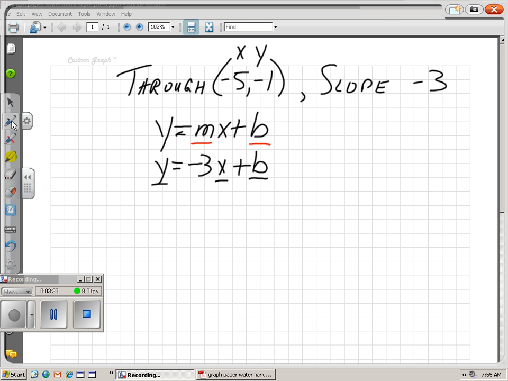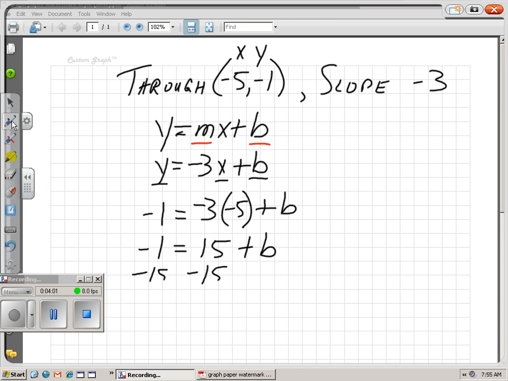Here's a good x and here's a good y to borrow. That's a point that the line goes through. So take out the y and put in my -1. There's my -3 slope. I'm going to use parentheses around the x. Take out the x and put in -5. Remember, always use parentheses, especially when there's negatives involved, because that'll keep your calculations correct. And now let's just do the math. That's positive 15, because -3 times -5 is positive 15. We subtract 15 from both sides, and I get -16 is my b.